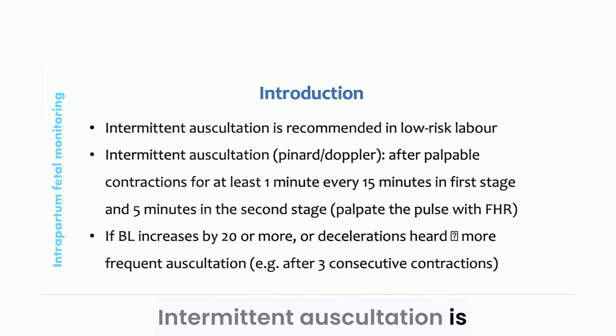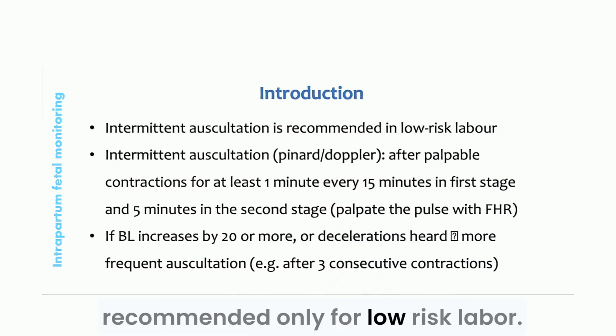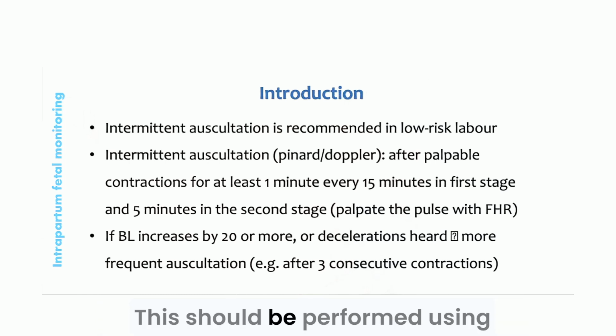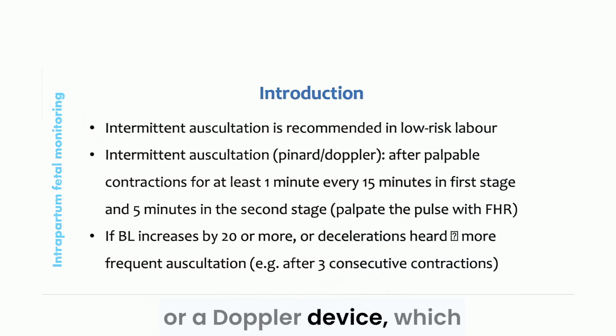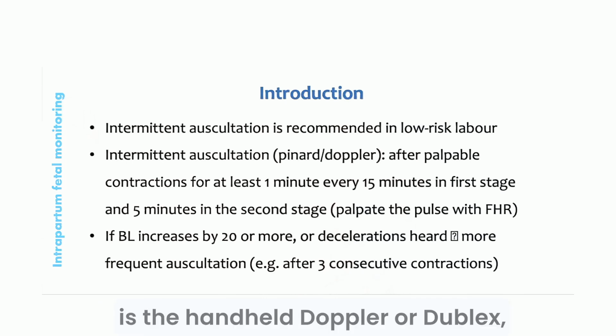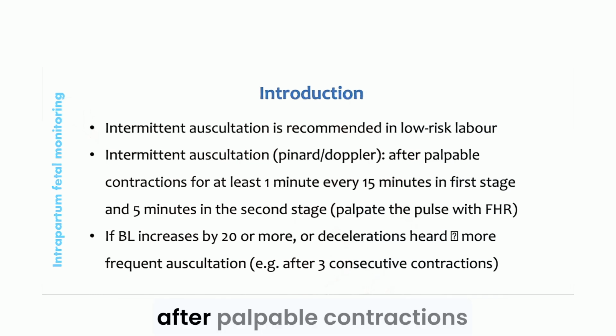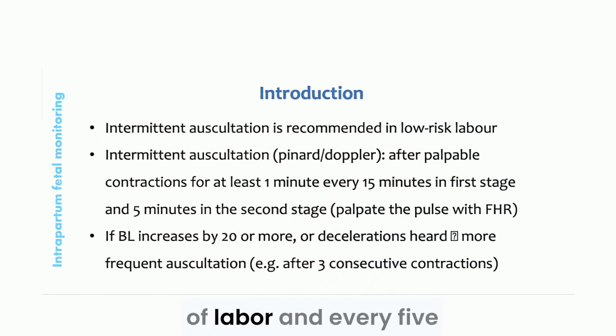Intermittent auscultation is recommended only for low-risk labor. This should be performed using either a Pinard stethoscope or a Doppler device, which is the handheld Doppler, or Dopplex, after palpable contractions for at least 1 minute. The recommended frequency of intermittent auscultation in low-risk labor is every 15 minutes during the first stage of labor and every 5 minutes in the second stage.